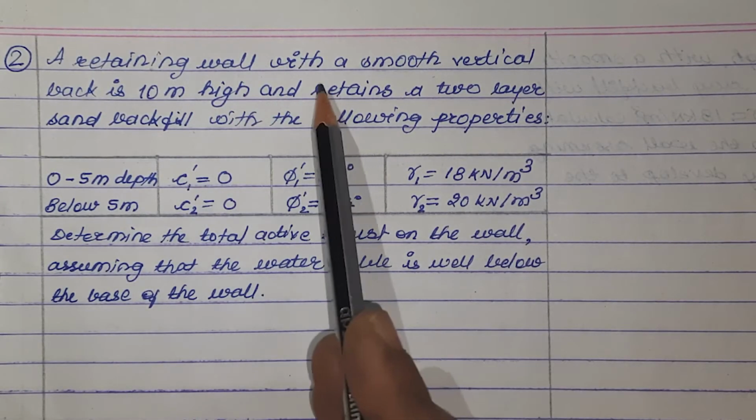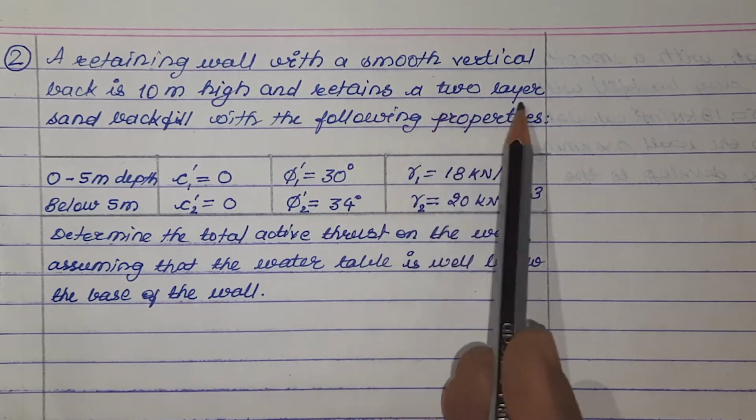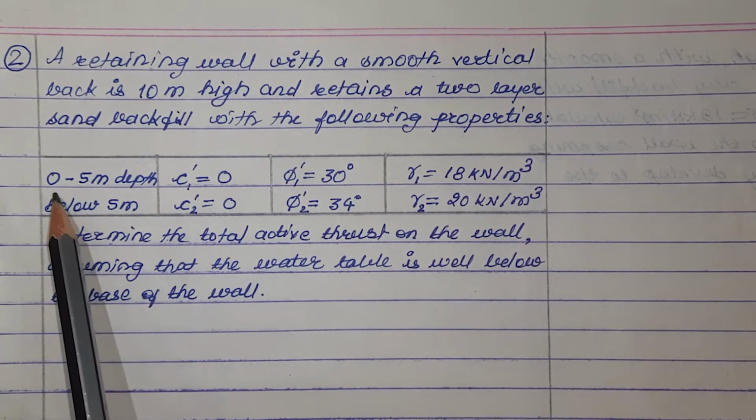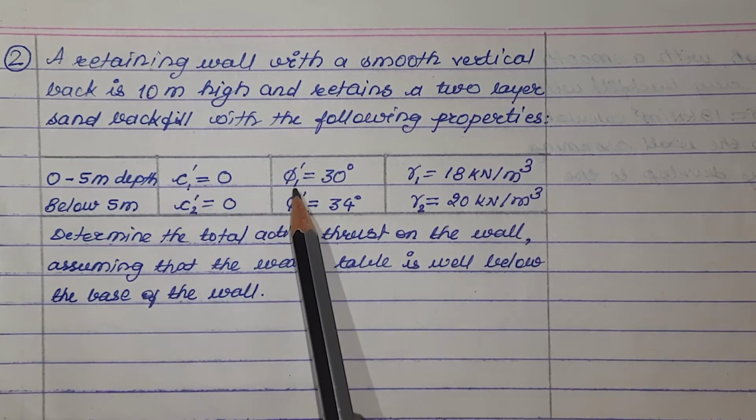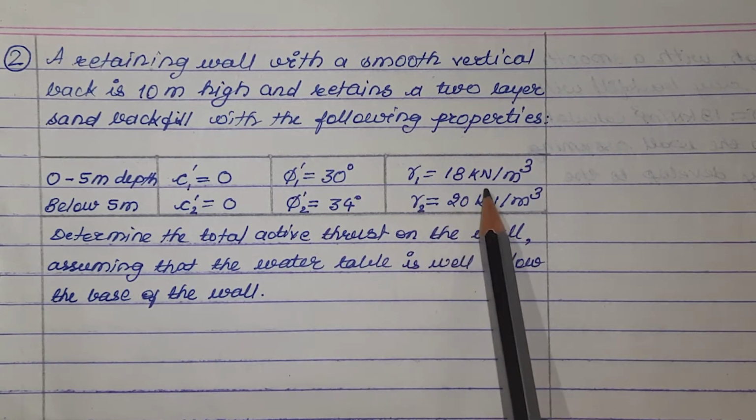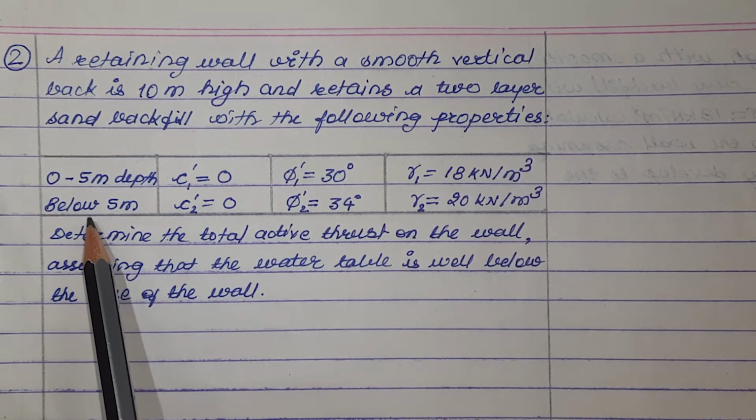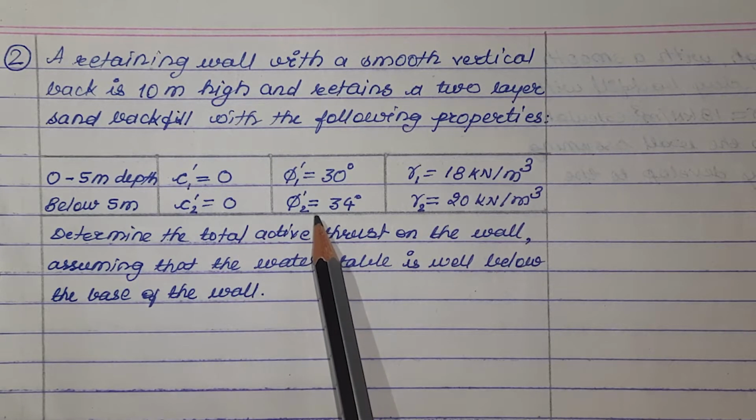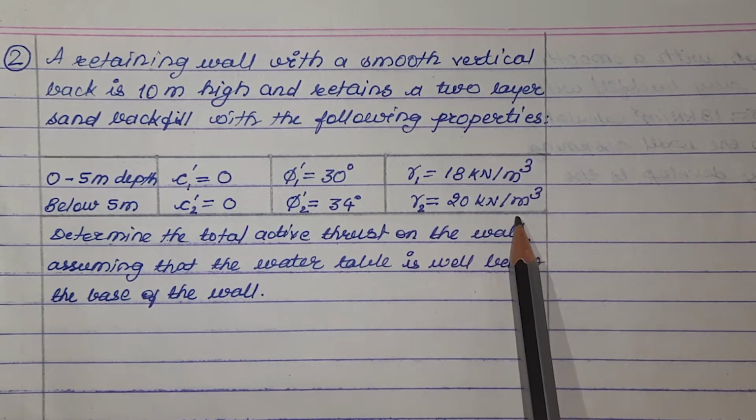A retaining wall with a smooth vertical back is 10-meter high and retains a two-layer sand backfill with the following properties. 0 to 5-meter depth, soil is cohesionless, angle of internal friction is 30 degree, unit weight of the soil is 18 kilonewton per cubic meter. Below 5 meter, means 5 to 10 meter depth, soil is again cohesionless, angle of internal friction is 34 degree and unit weight of the soil is 20 kilonewton per cubic meter.